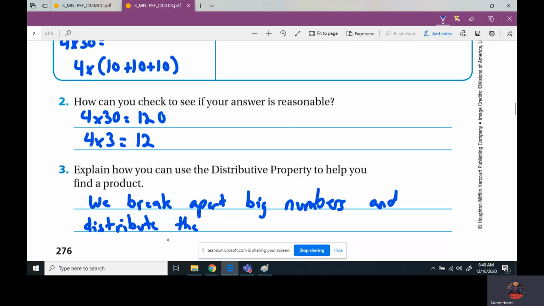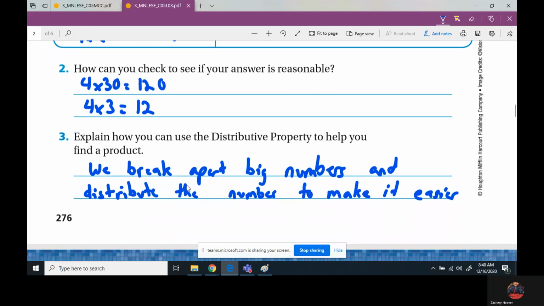The other number to make it easier to multiply. So we break apart big numbers and distribute the other number to make it easier to multiply. Let's say the other factor. The other factor to make it easier to multiply.